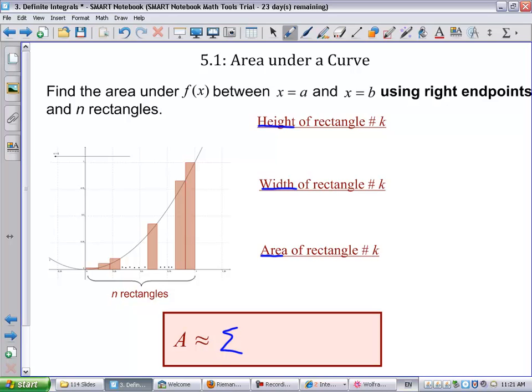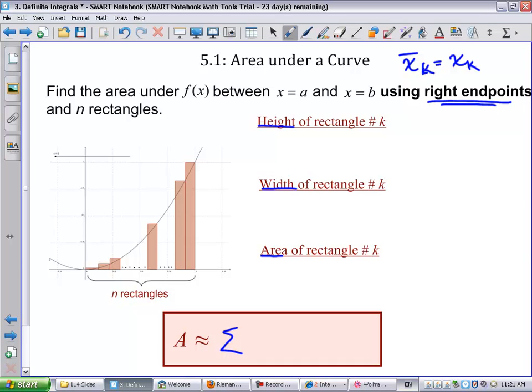So let's remember what the right endpoint formula was for that. Remember, right endpoints are the easiest because that's where the point you're plugging in is the same as the grid point. You notice sometimes I write i's and sometimes I write k's. It doesn't matter. It's just a variable that indicates the number of the rectangle you're on.